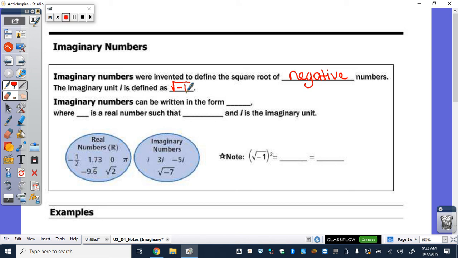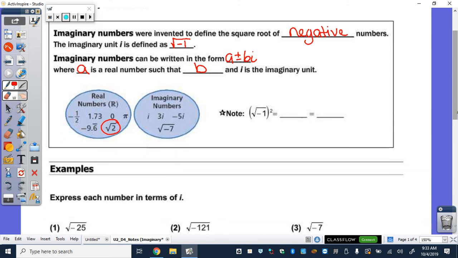So imaginary numbers can be written in the form a plus or minus bi. So a just represents some kind of real number. It could be a fraction. It could be an integer value. It could be a radical like the square root of 2. Any kind of real number. That is what a is always going to be. And then b and the i create the imaginary unit. So you've got the real number and then you've got the imaginary unit. Put them together, you got your imaginary numbers.